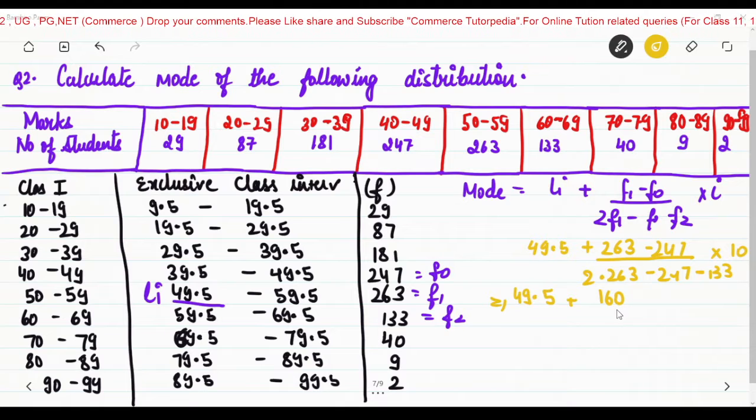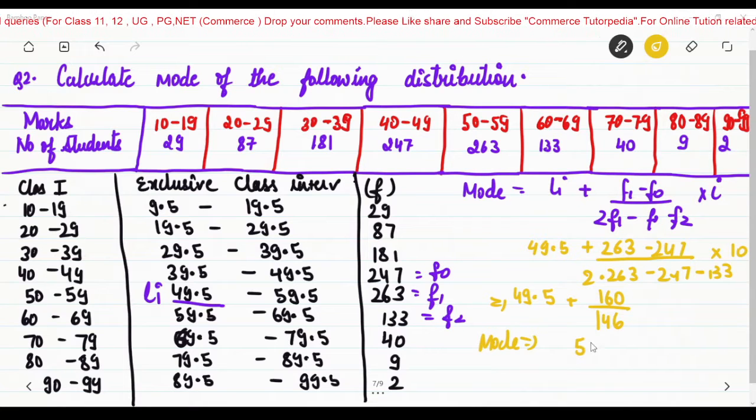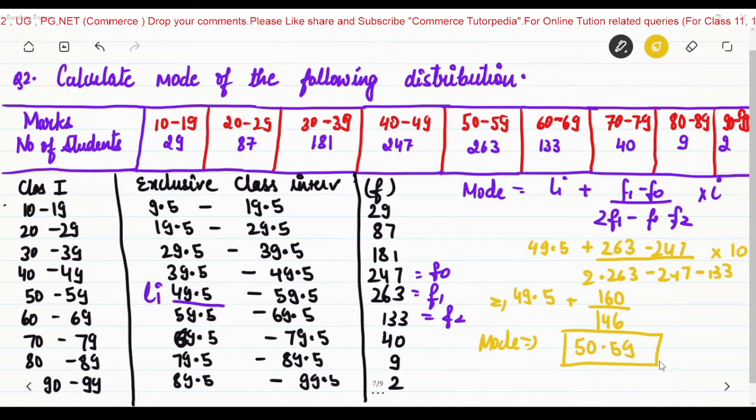Okay, 13 minus 7. We are going to get 16, right? Then when we add it and multiply it by 10, we get 160, and when we solve the denominator, we get 146. So when we solve this equation, we get our mode, that is 50.59 approximately. Okay, so I think this question is clear.